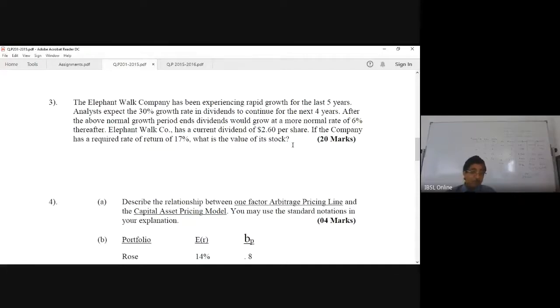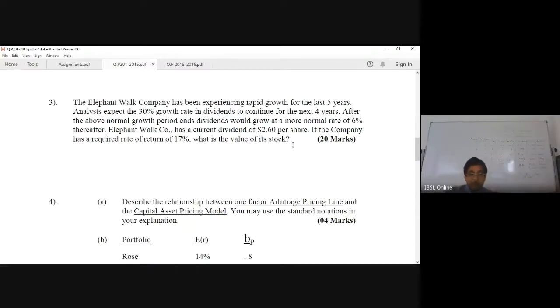Therefore, we need to go for another methodology to get at the stock price of the company. For that, we need to see the cash flows in the first 4 years. The current dividend is 2.6 per share. So the year 1 dividend would be 2.6 times 1.3. So I think you are following what I'm saying.